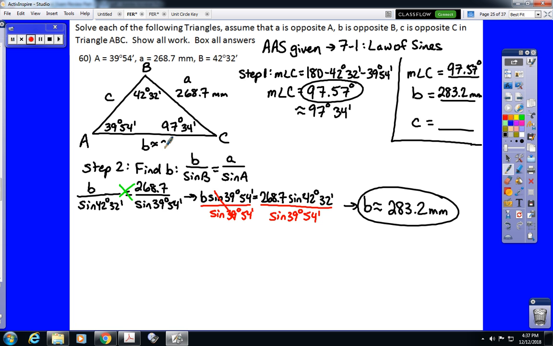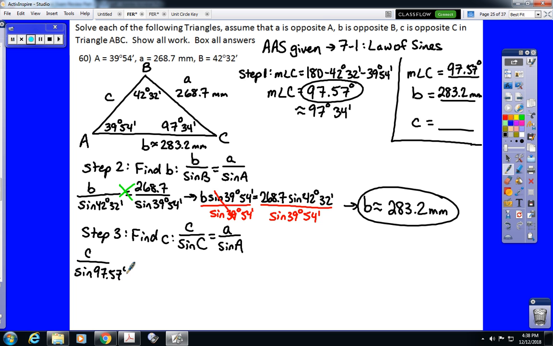We're going to write those in all the various places, 283.2 millimeters. All right, then the final step, step 3, is to find little c. Which we'll do with little c is to sine of angle c, as little a is to the sine of angle a. That is, little c is to the sine of 97.57. And again, you could substitute in 97 degrees 34 minutes there. You should get the same answer either way.